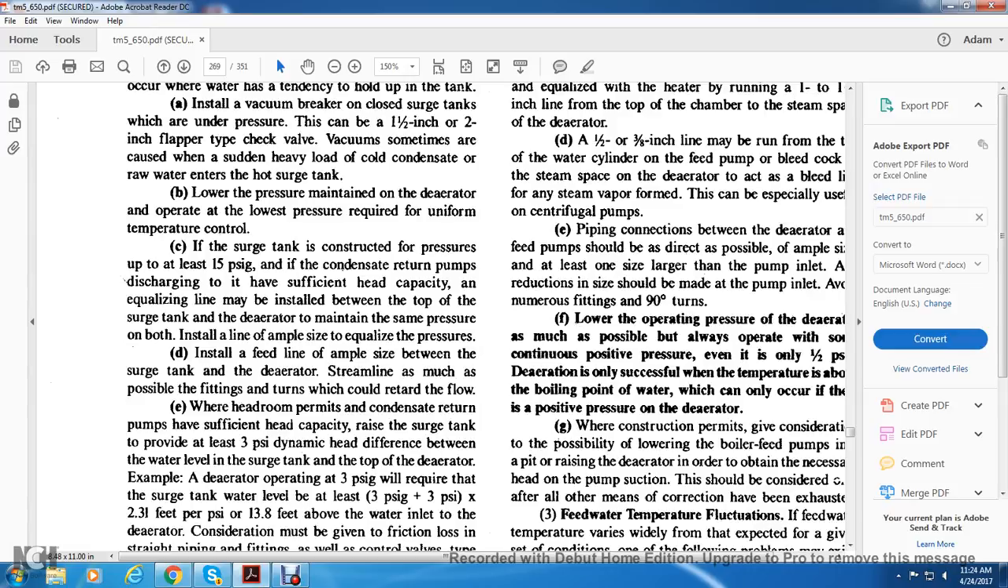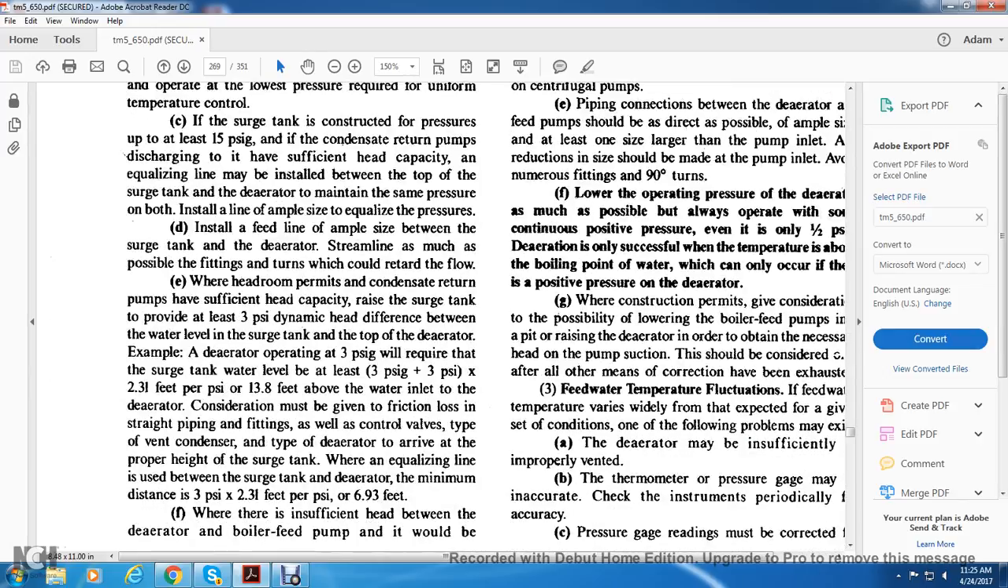C. If the surge tank is constructed for pressures up to 15 psi gauge, and the condensate return pump discharges with sufficient head and capacity, an equalizing line may be installed between the top of the surge tank and the deaerator, maintaining the same pressure in both. Install a line of ample size to equalize the pressure. 4. Install the feed line of ample size between the surge tank and the deaerator, streamlined as much as possible, with fittings and turns that could retard the flow kept to a minimum.